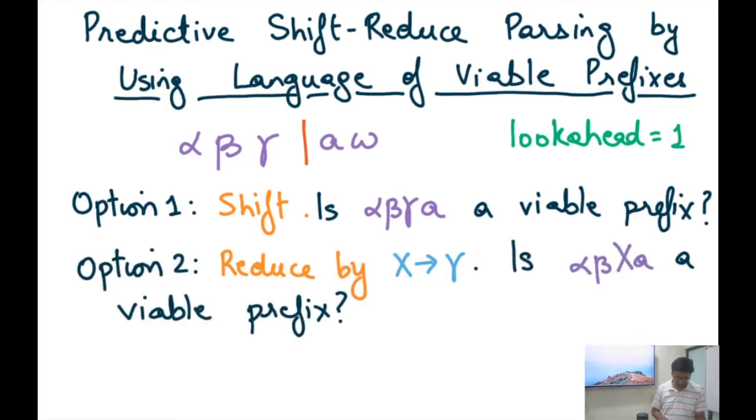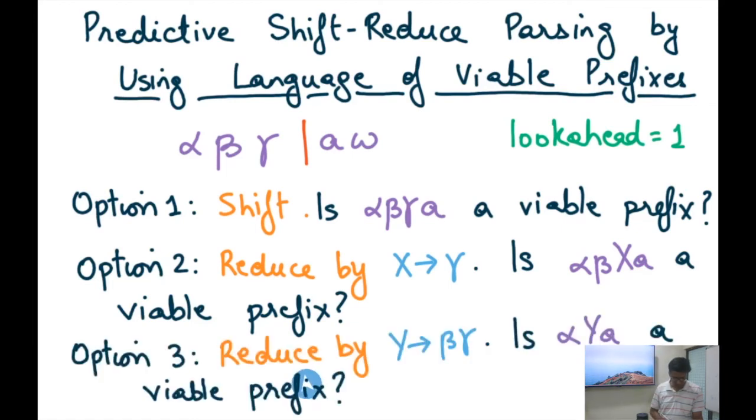Option 2 is, let's say I reduce by this particular reduction, X produces gamma. Now if X produces gamma, then what do I get on the stack? I get alpha, beta, X. But then I also have a lookahead, and let's say the lookahead is 1, in which case I know that the next character is A. And now I can ask the machine, is alpha, beta, X, A a viable prefix? If the answer is no, then we know that this reduction is not going to be fruitful, and it's not going to lead us to a valid parse.